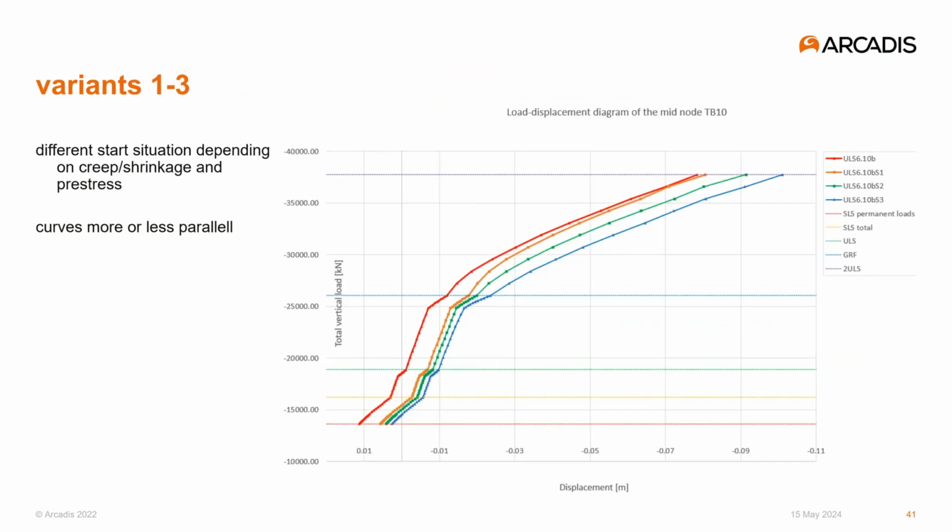For all other variations, we incremented the loads up to twice the ultimate limit state values, so not up to failure. This plot shows the outcomes for variations 1 to 3, together with the reference calculation that is shown in red. Apart from some horizontal shifts in the curves, the behavior is completely identical, which means that the effective amount of prestress has no significant influence up to this load level.